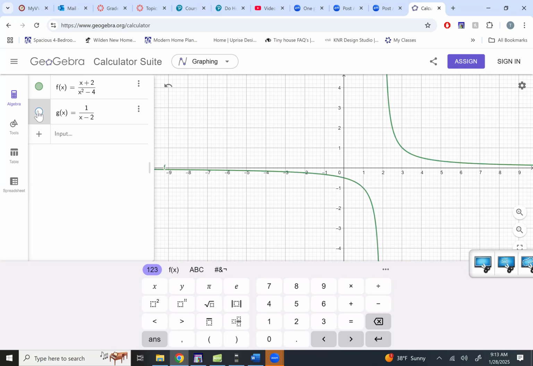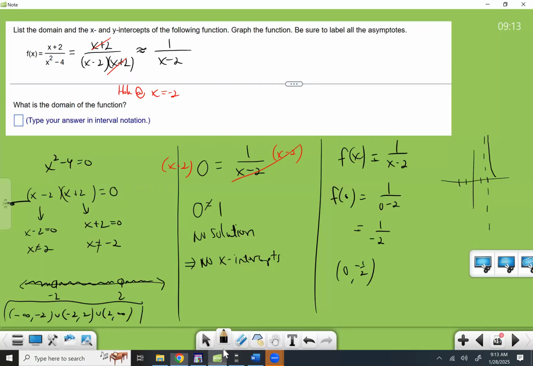Turn it off, you get the green one. The only difference is the blue one didn't show the hole like the green one did. So this is the one with the hole removed, and this one is the one with the hole, okay? So you want to make sure you go in there and you remove all those holes before you start getting your x and your y intercepts, okay?